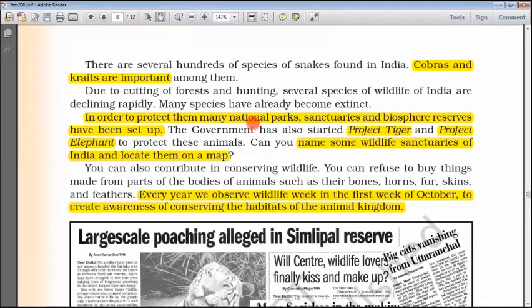Because of the cutting of the forest and hunting, several species of wildlife are declining rapidly, and even some species are already extinct. So to protect these, national parks, sanctuaries, and biosphere reserves have been set up. Government also started Project Tiger and Project Elephant to protect these animals. Every year we observe Wildlife Week in the first week of October to create awareness about wildlife.